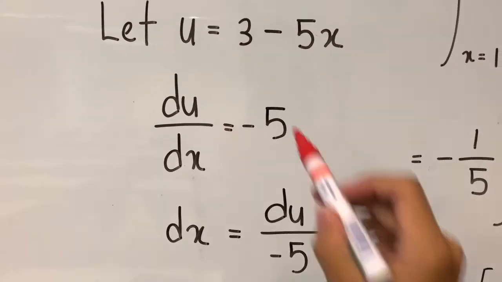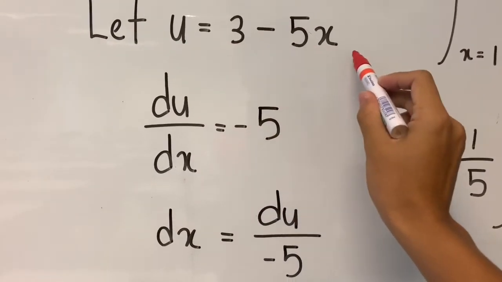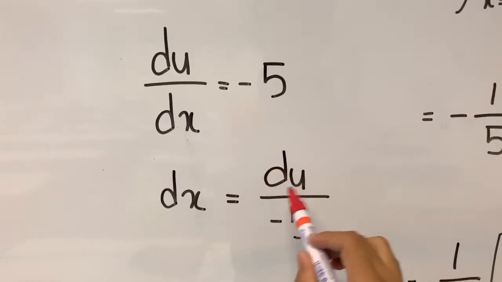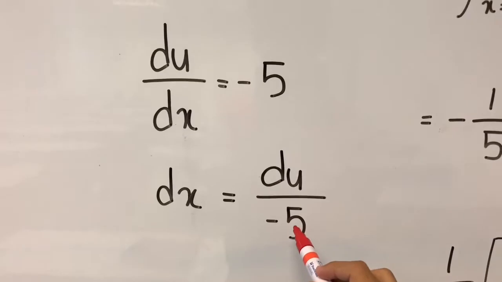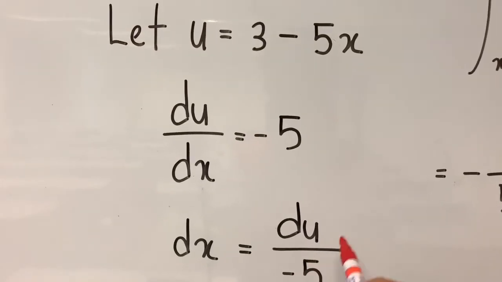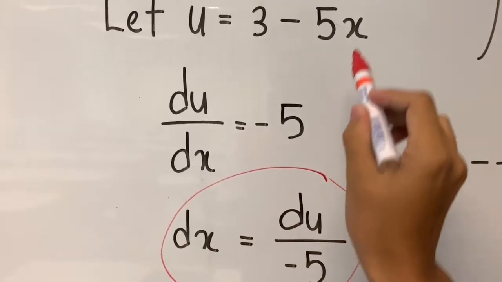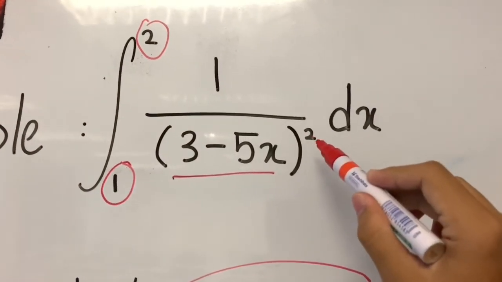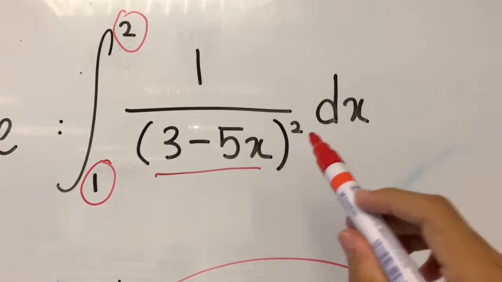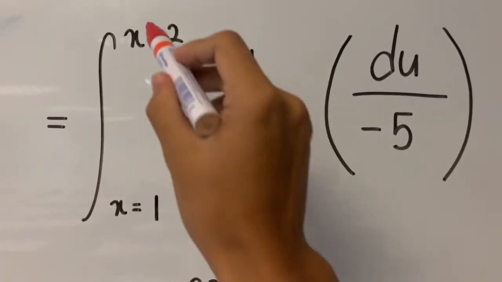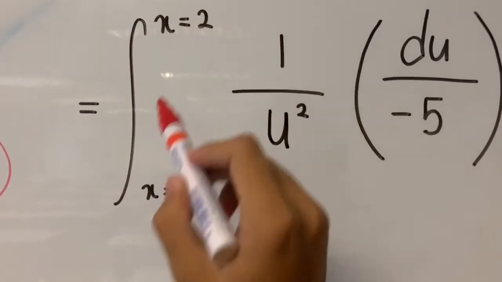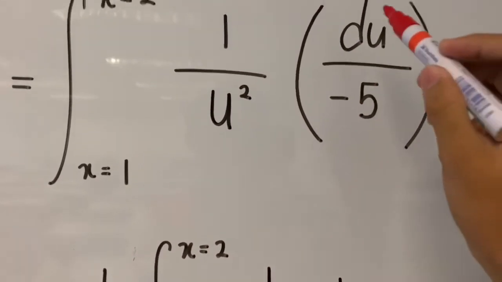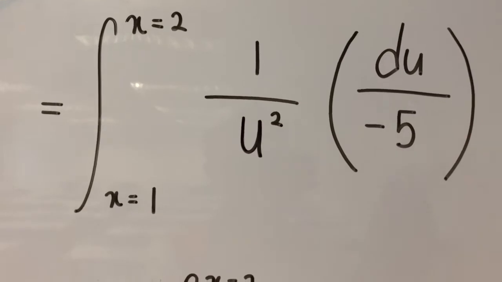After we get the terms of u equals 3 minus 5x and also the terms of dx equals du over negative 5, we need to put these two terms back into the original expression. So it will be like this: integrating with upper limit 2 and lower limit 1, 1 over u squared times du over negative 5.